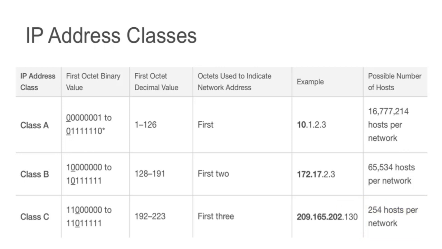Now, if you're wondering why we are subtracting these 2 addresses, it's because we have to account for 2 reserved addresses: the network address, which is the first, and the broadcast address, which is the last in each of these ranges.